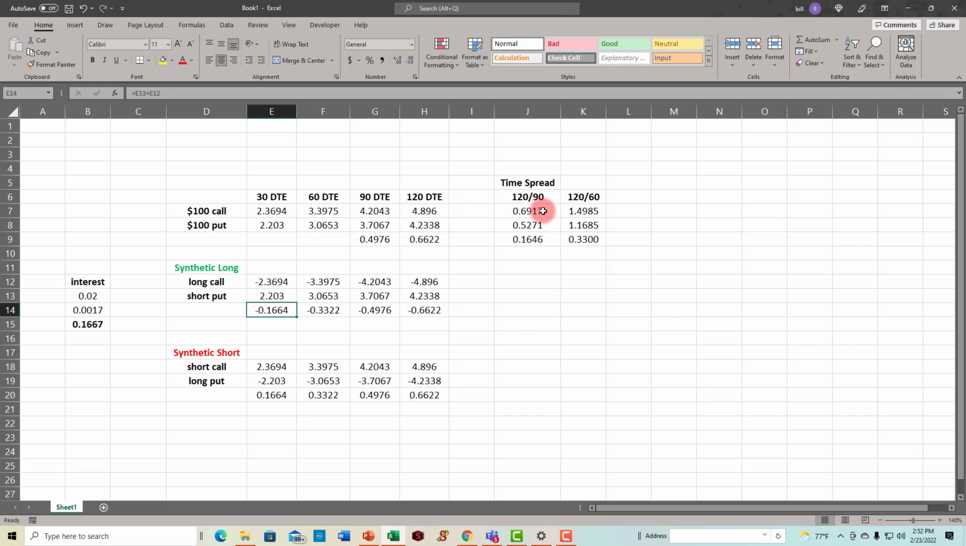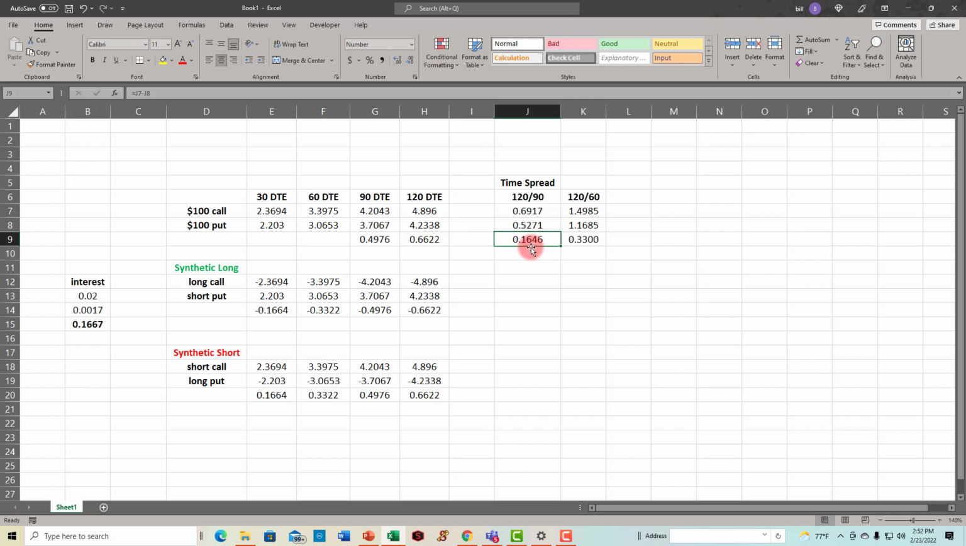If we did that same time spread with the puts, you would spend $4.23, collect $3.70. Going to cost you about 52, almost 53 cents. And if we look at the difference between these two, it's 16 cents. And that was the question that we posed at the very beginning of the presentation. What is the difference between a call and put time spread? And there's your answer. It's the cost of carry.